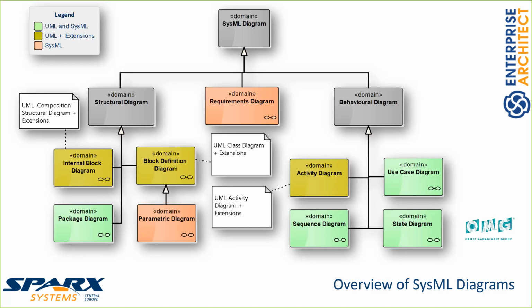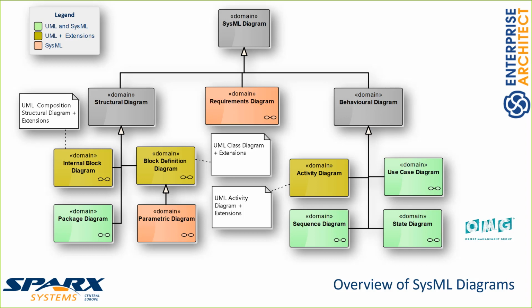The SysML diagram types are as follows. The system structure is represented by block definition diagrams and internal block diagrams. A block definition diagram describes the system hierarchy and system or component classifications. The parametric diagram represents constraints on system property values such as performance, reliability, and mass properties. The internal block diagram describes the internal structure of a system in terms of its parts, ports, and connectors.